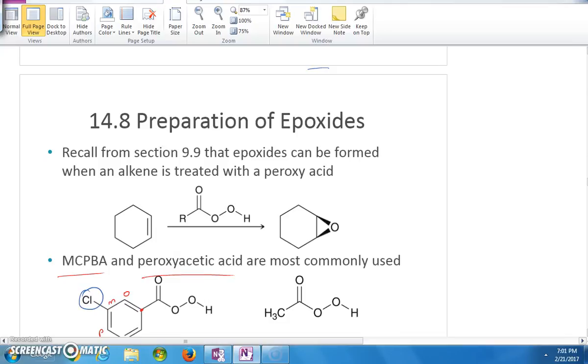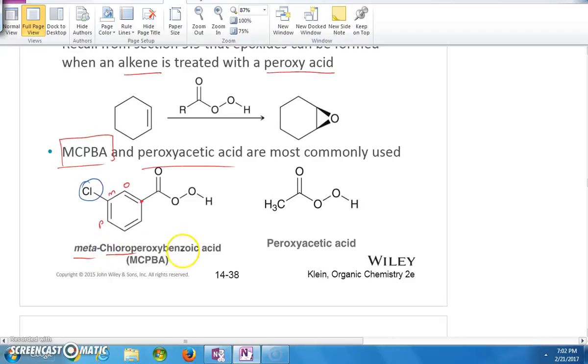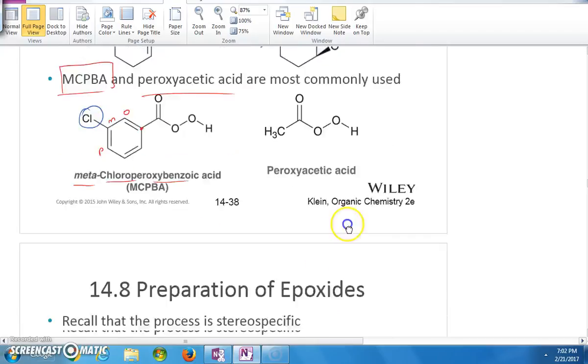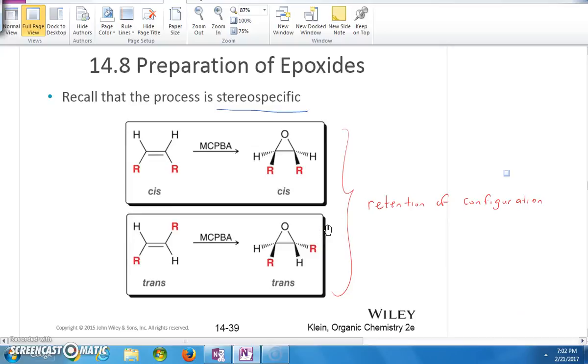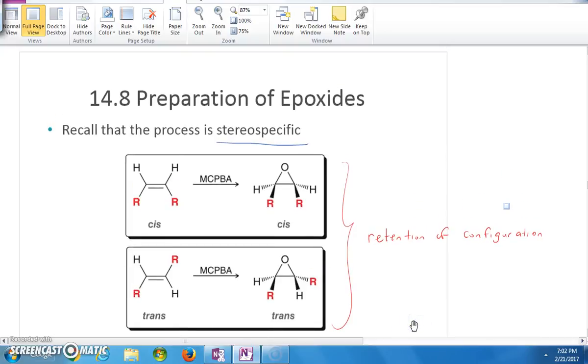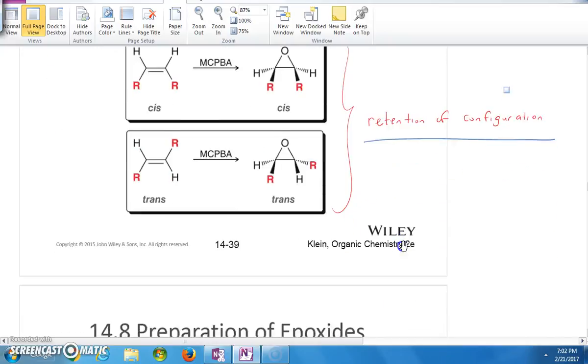Now recall from section 9.9 that epoxides can be formed when an alkene is treated with a peroxy acid. See, an alkene is treated with a peroxy acid, and an example of a peroxy acid is MCPBA, which is meta-chloroperoxybenzoic acid, right? And then you get the epoxide. Notice that it always proceeds with retention of configuration. So the configuration is always retained.